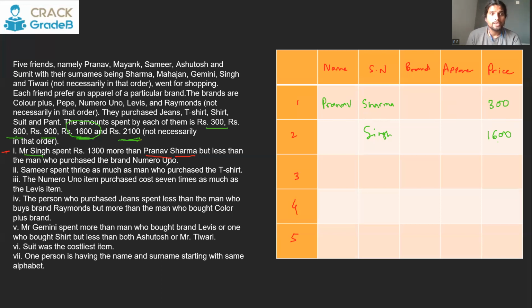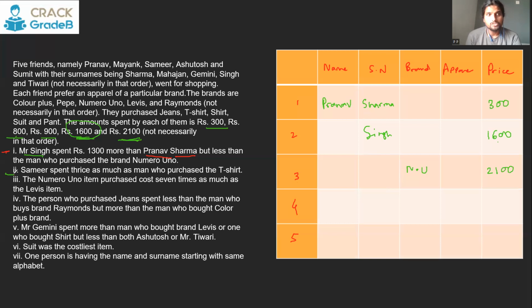Also, the person who is Singh is spending less than who purchased Numero Uno. That means wherever the brand Numero Uno comes, it is going to be more than 1600, and only one price is more than 1600, that is 2100. So the Numero Uno person is the one who is spending 2100.